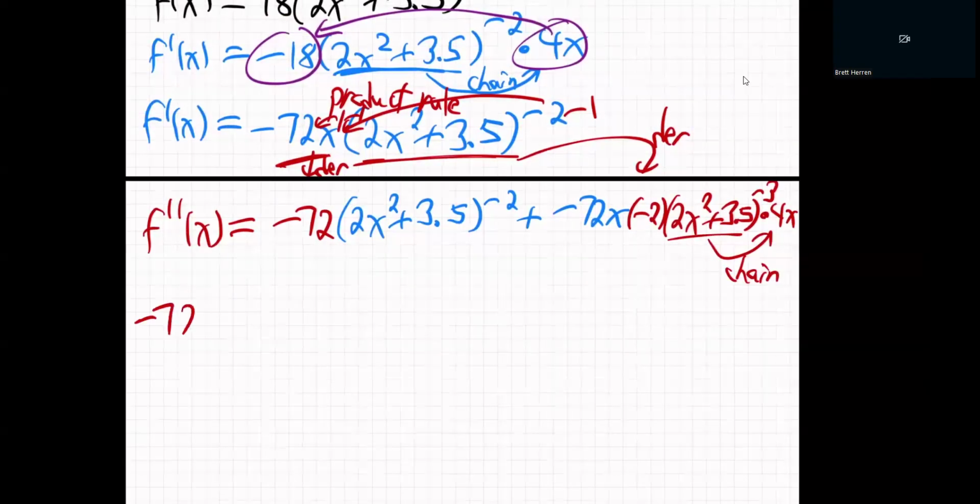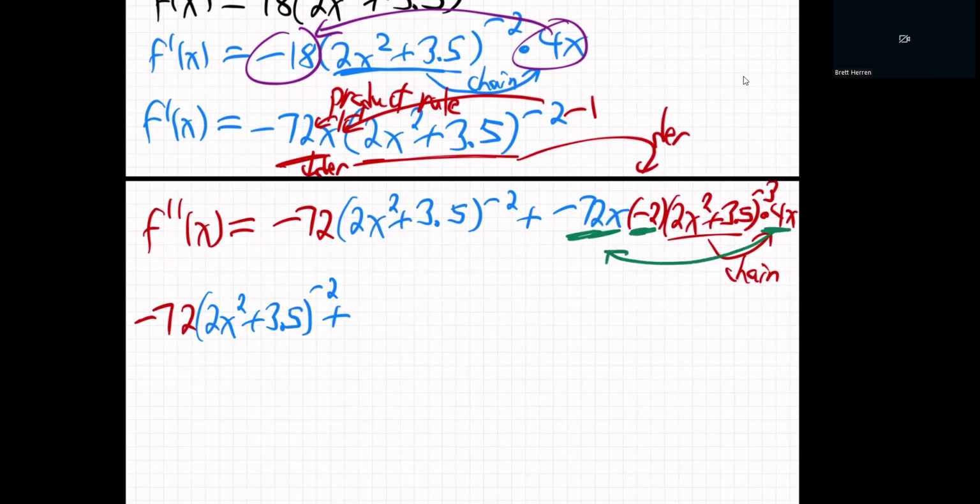So I'm just going to go minus 72 times that, 2x squared plus 3.5 minus 2, plus, no, I'm going to say plus because I'm going to have a negative 72x, a negative 2, and a 4x. I'm going to put them all together. In fact, actually, I'm just going to write it 72. I have a reason. I'll show you why.